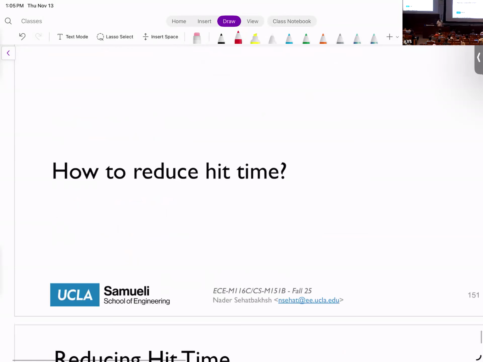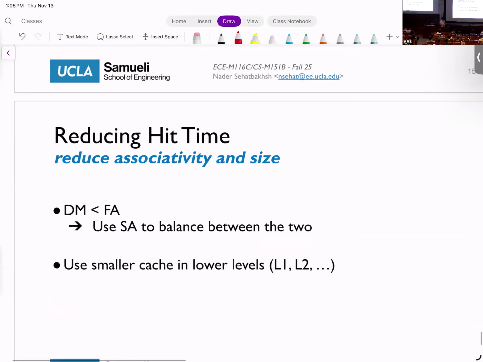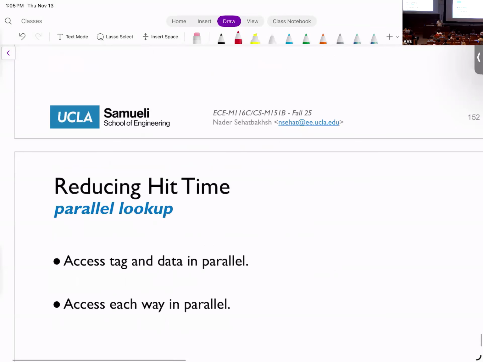Okay. Lastly, how do we reduce the hit time? Reducing the associativity and size helps. We already talked about that. We said that direct map is significantly faster than fully associative. The reason for it is that in fully associative, you have to search many things, versus direct map, you only search one thing. And we also said that a smaller cache is generally faster because of reduced capacitance. So reducing associativity and size.